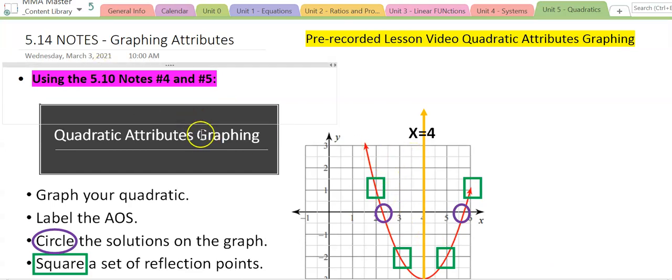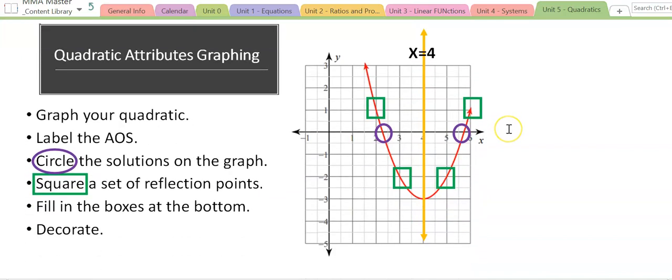So quadratic attributes. We've been talking about attributes like the axis of symmetry, the solutions, the domain, the range. What I'm asking you guys to do, you're going to have two problems to work. I want you to graph your quadratic. I want you to label the AOS, which is axis of symmetry. I want you to circle the solutions on the graph, and that's where it crosses the x-axis, and square a set of reflection points. Now, reflection points are going to be 2 points that are on opposite sides of the axis of symmetry that reflect upon each other.